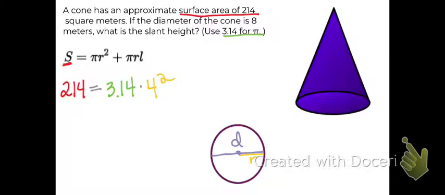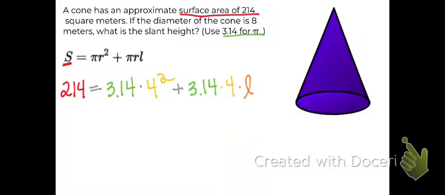So then we have plus, again, pi. Instead of pi, we're using 3.14 times the radius. Again, that is 4. Times L. L is the slant height, and that's what we're trying to find. So I'm going to leave that as L, and that's what we're going to solve for.